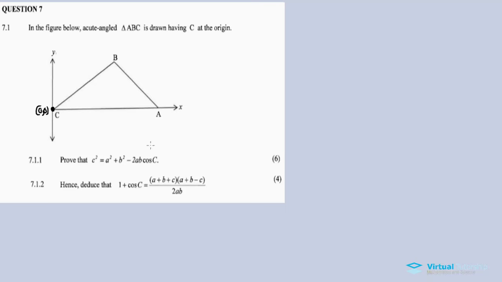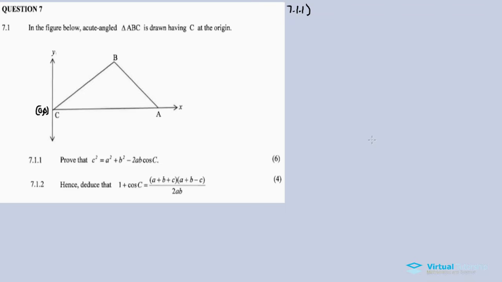This rule is called what? It's the cosine rule. We have to prove the cosine rule. Now, the triangle is drawn in the Cartesian plane, in the first quadrant. So look now.